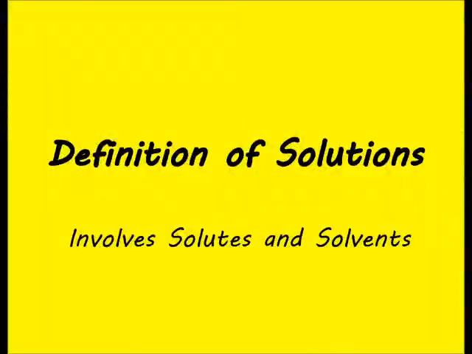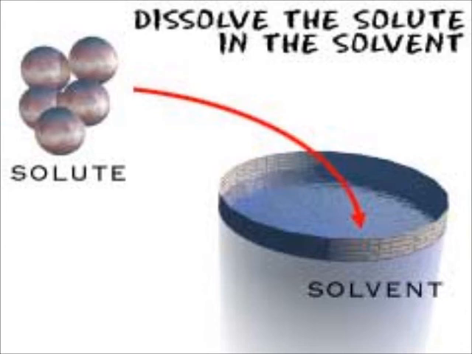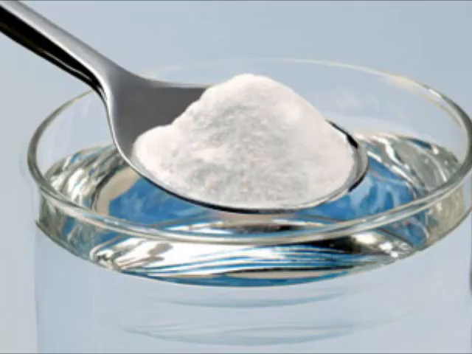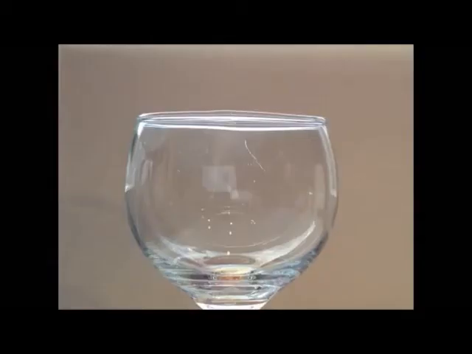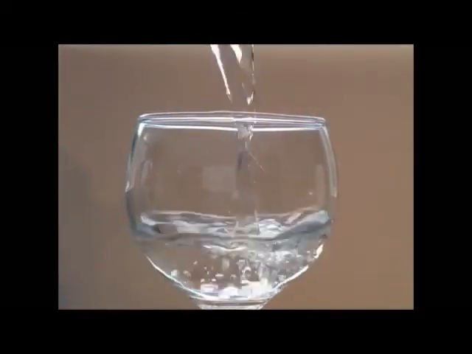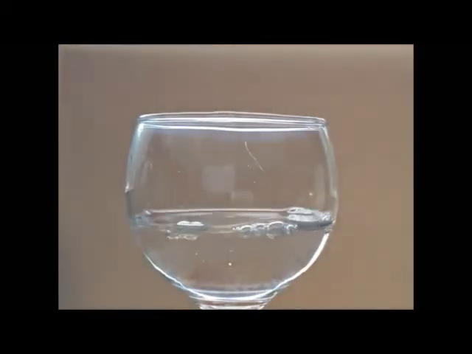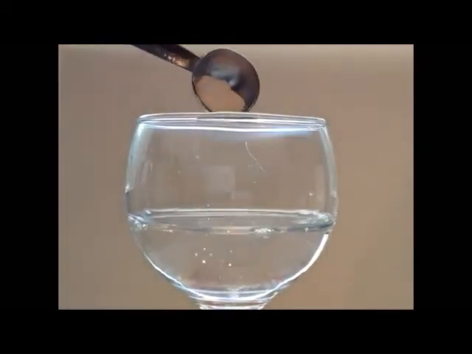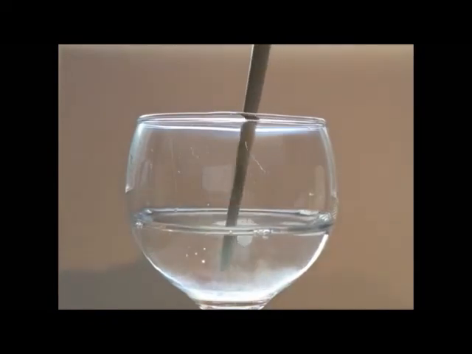Okay guys, to first define solutions, we must know the difference between a solute and a solvent. A solute is whatever dissolves in your solvent. For example, salt. Salt dissolves in water, which water would be your solvent in this case, while salt would be your solute. The solvent is whatever dissolves the substance of the solute, in this case, salt.